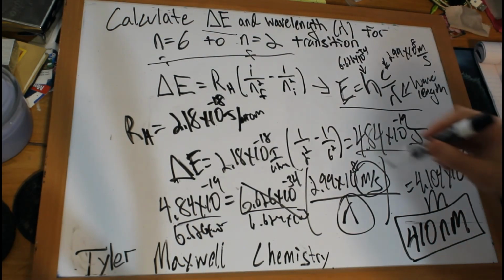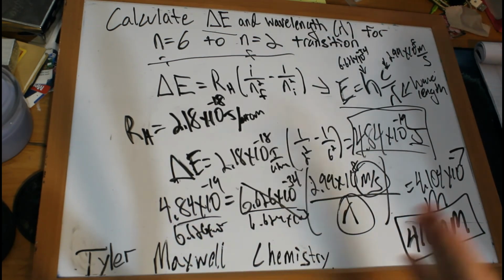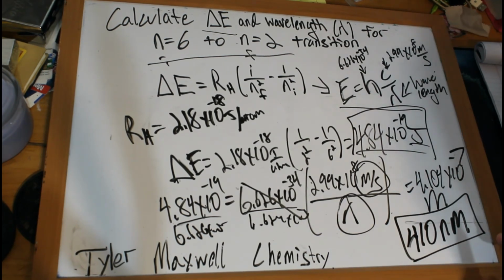So there you go, guys. We calculated the energy of the light and the wavelength of the light emitted from a transition. The bigger the transition, the higher the energy, means shorter wavelength. Smaller transitions, less energy, longer wavelength.